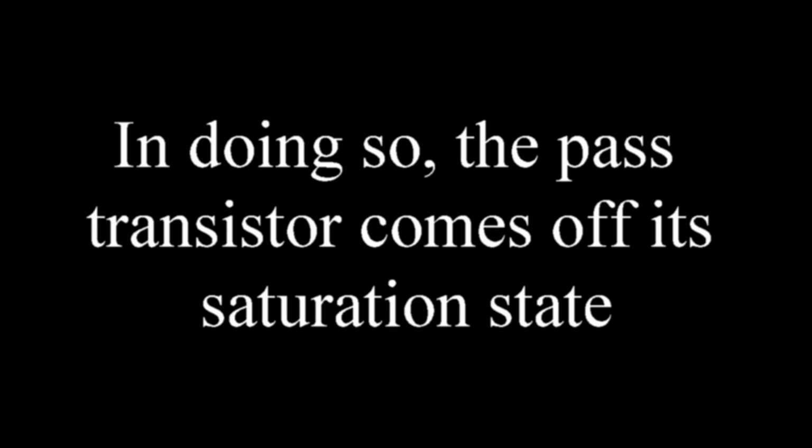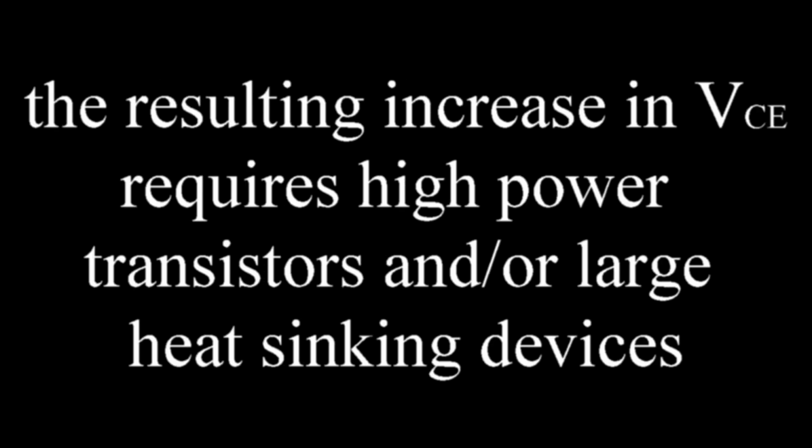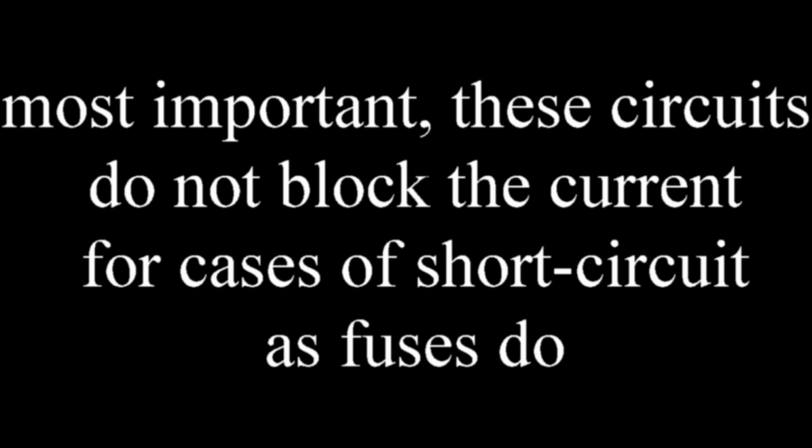In doing so, the pass transistor comes off its saturation state, where VCE is very low, around 0.3 volts, and consequently its power dissipation is also low. The resulting increase in VCE requires high-power transistors and/or large heat-sinking devices, increasing complexity and bulk of the circuit. Most important, these circuits do not block the current for cases of short circuit as fuses do. But fuses do not come in small values, and need to be replaced when blown.